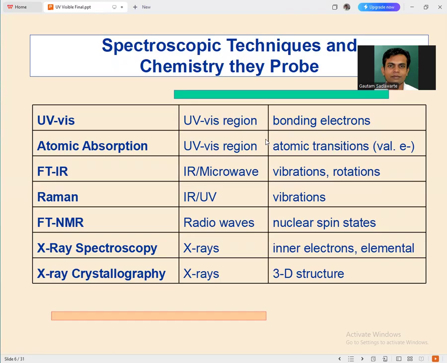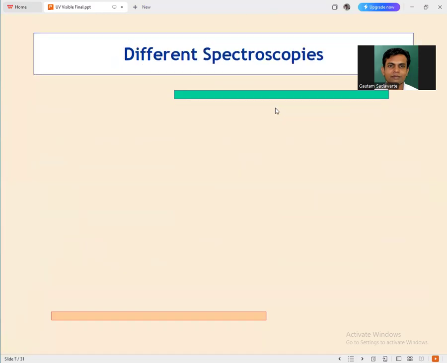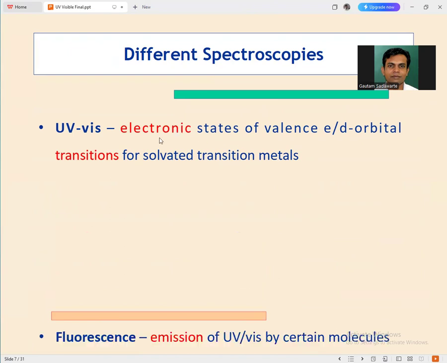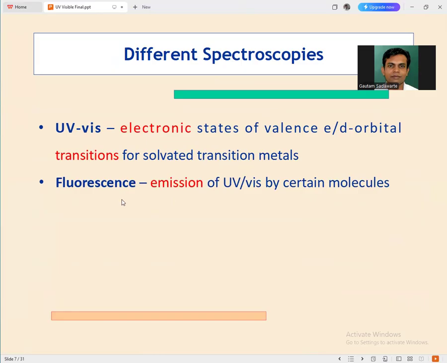Next one is NMR. NMR means nuclear magnetic resonance. In that case, radio waves with wavelengths in meters are used, and only the nuclei which are NMR active undergo nuclear magnetic resonance. These are different types of spectroscopy. In UV visible spectroscopy, electronic excitation occurs. Later on, fluorescence. I think all of you know fluorescence and phosphorescence. What happens here is that the electrons absorb energy, so the atom absorbs energy.